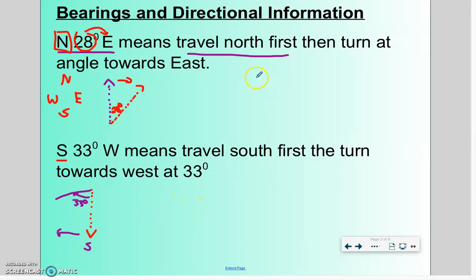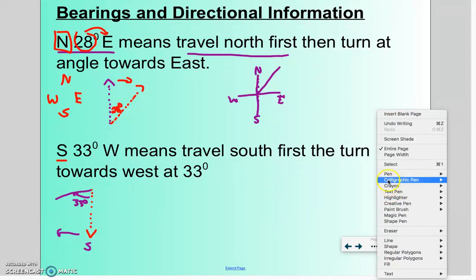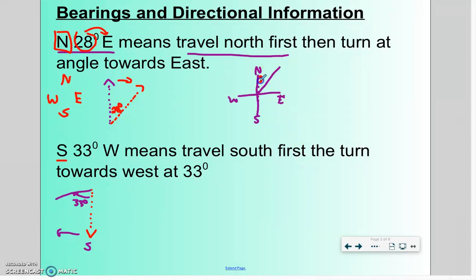A couple of things we want to keep in mind with both of these: I like to use the example of building your crosshairs. So here's your north, here's your south, here's your east, here's your west. So when I say north 28 degrees east, we know that that value's here, based on what I showed you before in the last diagram. But as soon as I put the 28 degrees in there, I actually go down here on both of these and find out what its complementary one would be. So in this case, it would be 62 degrees.